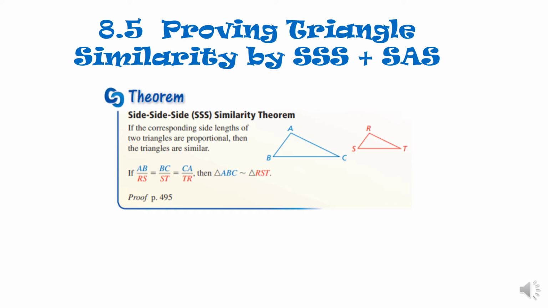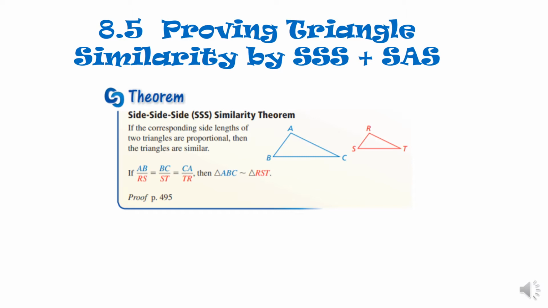Okay, today we're going to be going over 8.5, proving triangle similarity by side-side-side and side-angle-side. So the side-side-side similarity theorem says if the corresponding side lengths of two triangles are proportional, then the triangles are similar. So notice that you're going to have to figure out which are the corresponding sides first.